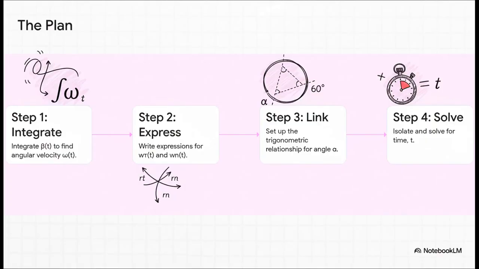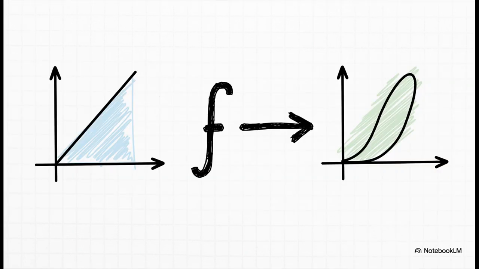Okay, so here's the plan laid out nice and simple. 1. Integrate beta to find omega. 2. Write down the formulas for the acceleration components. 3. Use trig to set up our equation with a 60-degree angle. And 4. Solve for time. Let's do it. All right, first up, step 1, integration. We know that angular acceleration is just the derivative of angular velocity. So to go the other way, we just integrate. We take our function, beta equals a t, and integrate it from the start, time 0, up to some time t. And that gives us our formula for angular velocity, omega equals 1/2 a t squared.